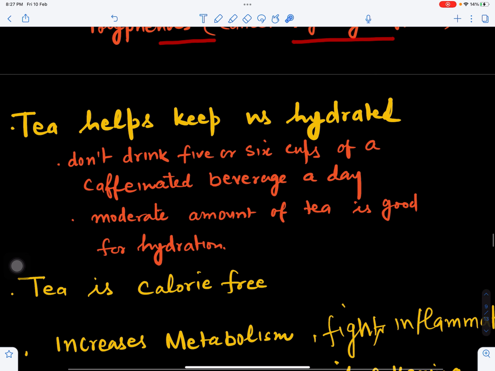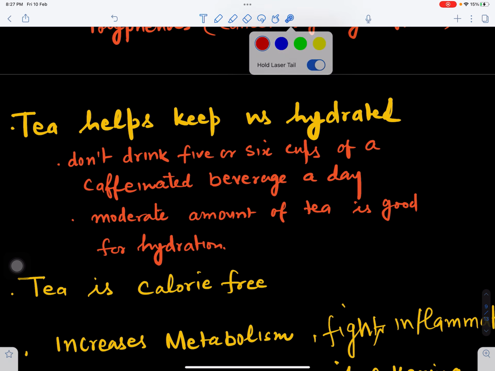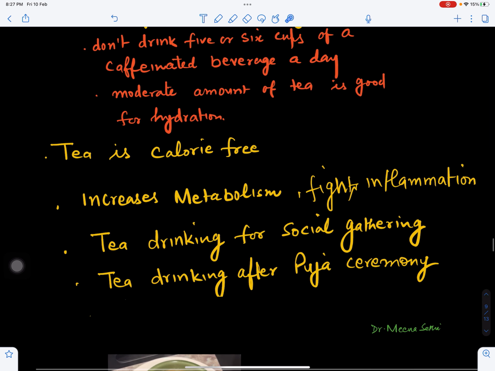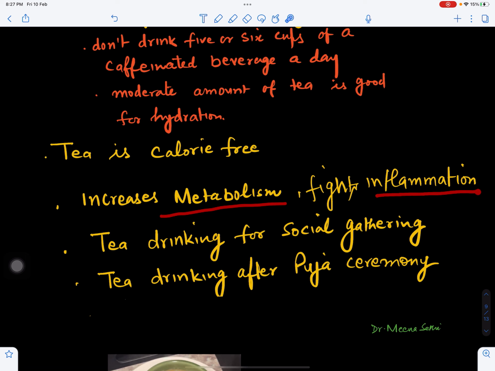Tea keeps us hydrated. But if we take more of the tea, like if we take 5 or 6 cups in a day, then that amount of tea is not good for health. That helps in production of acidity in the body, and that leads to a burning sensation. But if we take a moderate amount of tea, it is good for hydration as well as health. If we take unsweetened and less milk tea, then it is calorie free. But if we add more milk and more sugar, then this is calorie rich. A moderate amount of tea increases metabolism, and this also reduces inflammation in the body.